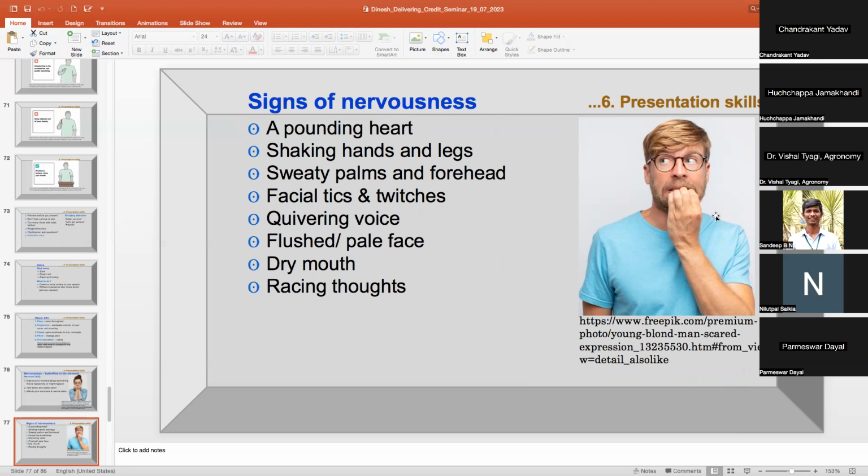A pounding heart, our heart beats very fast. Shaking hands and legs. You are just shaking your hands and legs. Sweaty palms and forehead. Sweat comes on the palms, legs and forehead. Facial tics and twitches. Sadness and twitches come on our face. Quivering voice. My voice becomes nervous and fearful, a quivering voice. Flushed or pale face. The color becomes pale. And dry mouth, racing thoughts. Many thoughts are coming in the heart and mind, what should I do, what can I do. So these are simple signs of nervousness, and you fear.